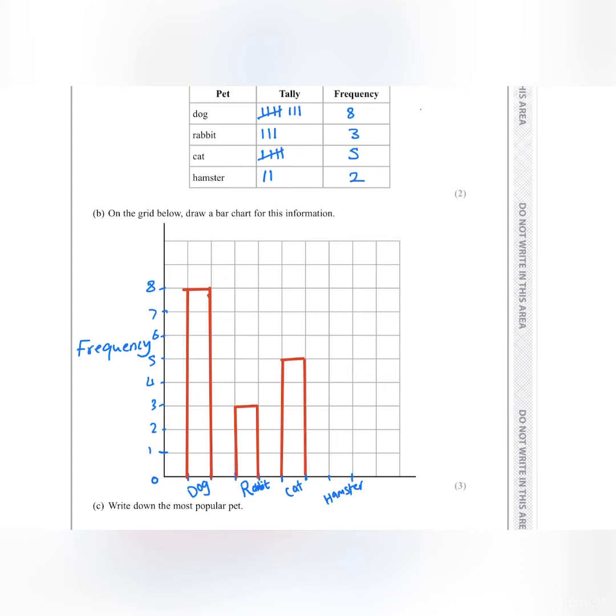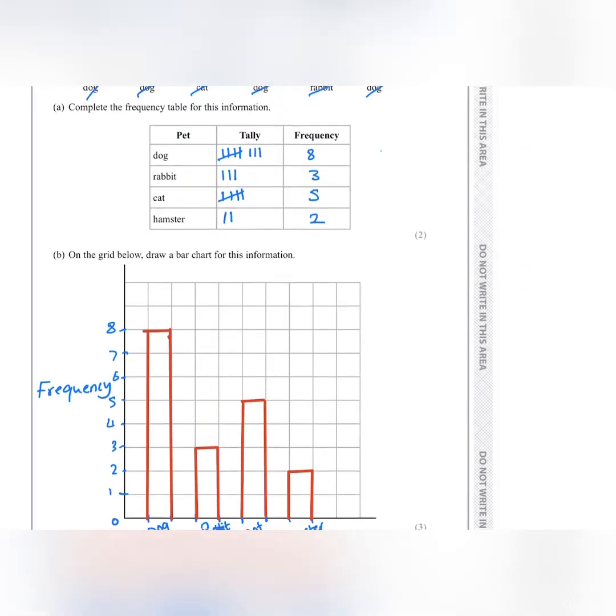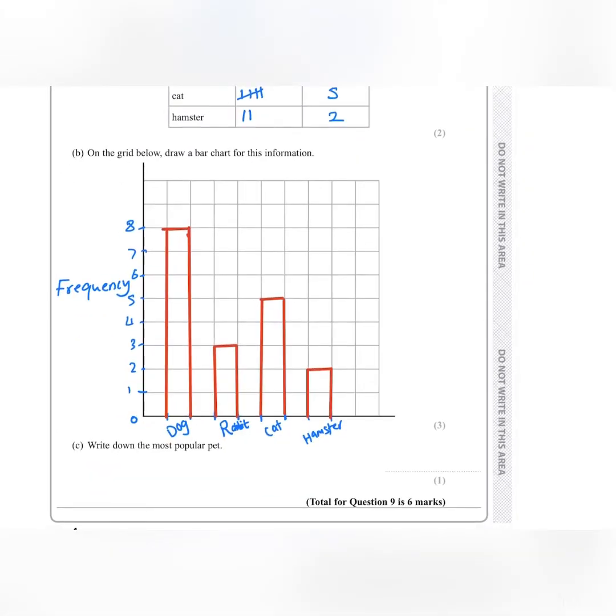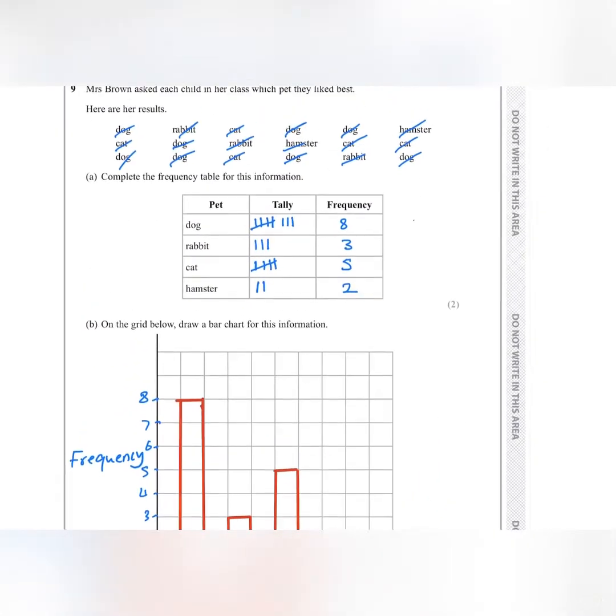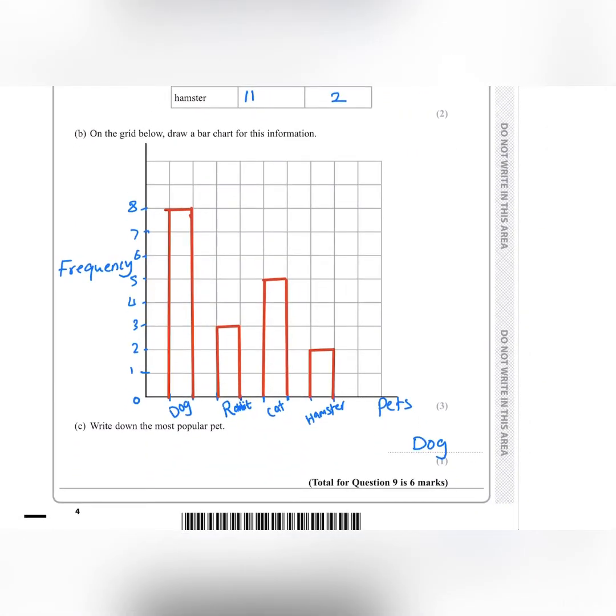And hamster is 2. Okay, and label your axis. We got pets on the x-axis and frequency on the y-axis. And it's right on the most popular pet. Well, the most popular pet is a dog. Okay, so that is your bar chart done and the question answered. So that was question number 9.